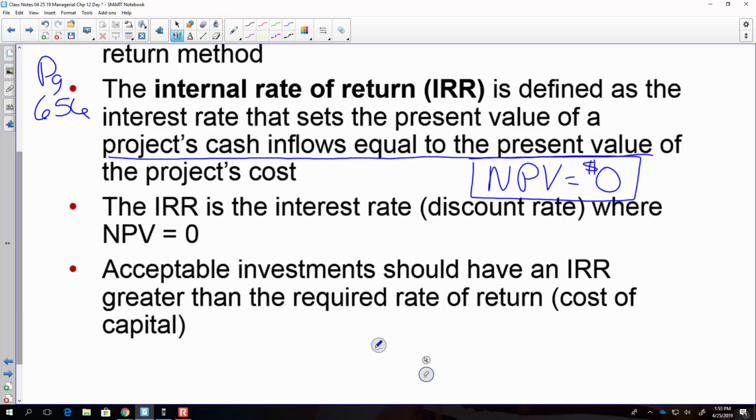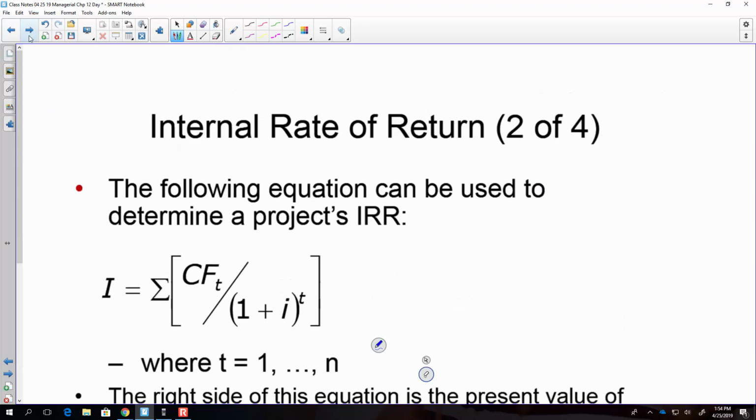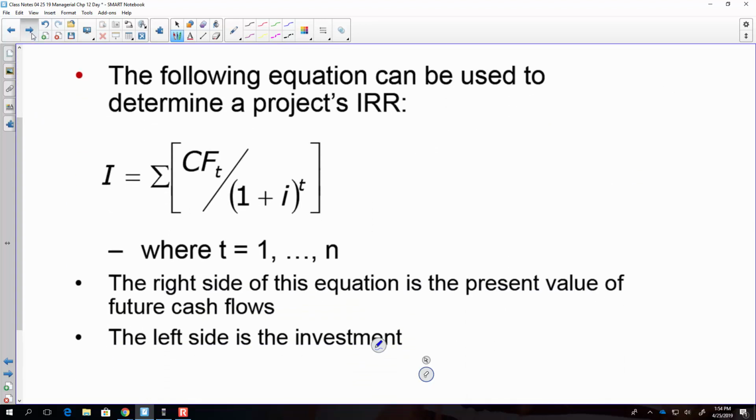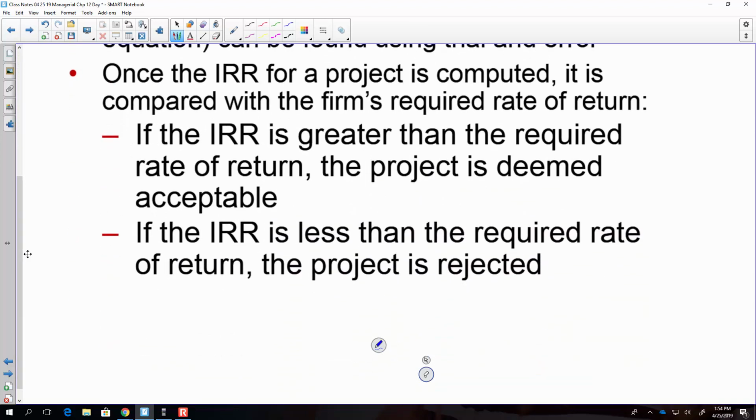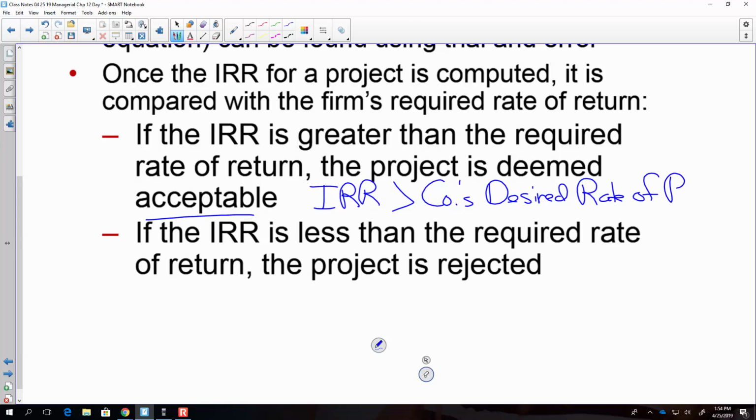And the goal is very similar to net present value. And this is just the formula for it. If the internal rate of return is greater than the required rate of return, we accept the project. So if the project's internal rate of return is greater than the company's desired rate of return, if that is true, then we accept the project.